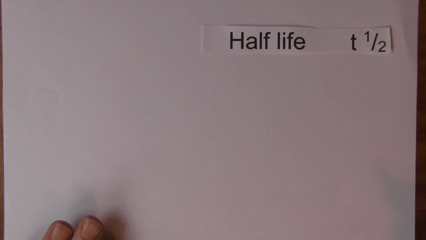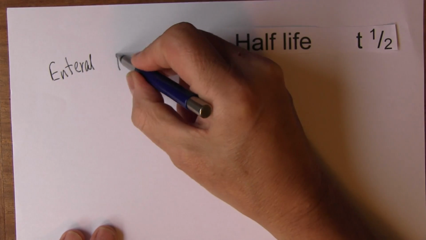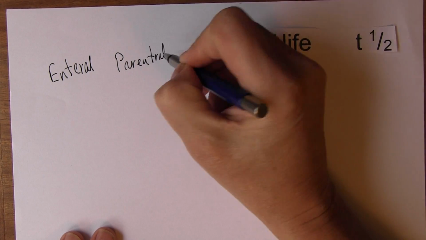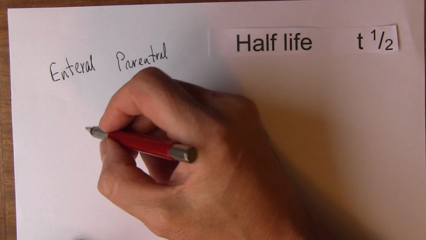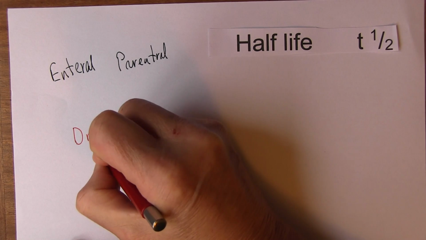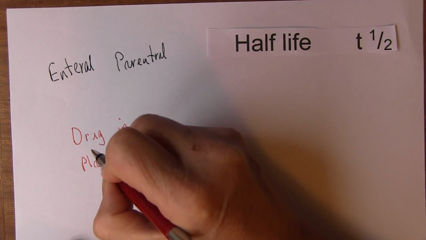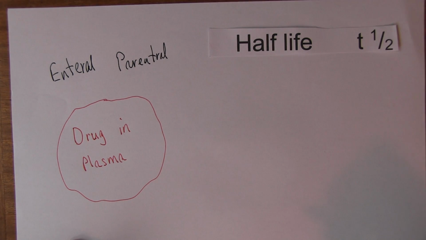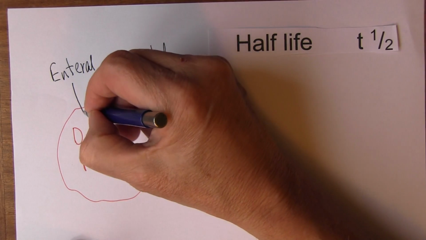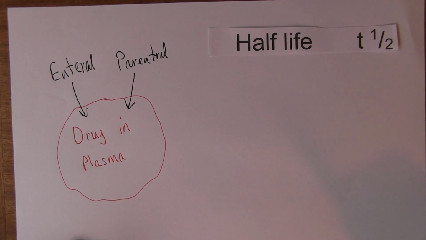So when we give a drug, as we've noted, we can give a drug via enteral or parenteral routes of administration. If we're giving a drug for systemic administration, and we want that drug to go into the blood, that's the whole point. Drug in plasma. We need to get the drug into the plasma so it can go all around the body in order to have its pharmacodynamic effect. So via enteral or parenteral, the drug gets into the plasma. But what happens to the drug once it's in the plasma?